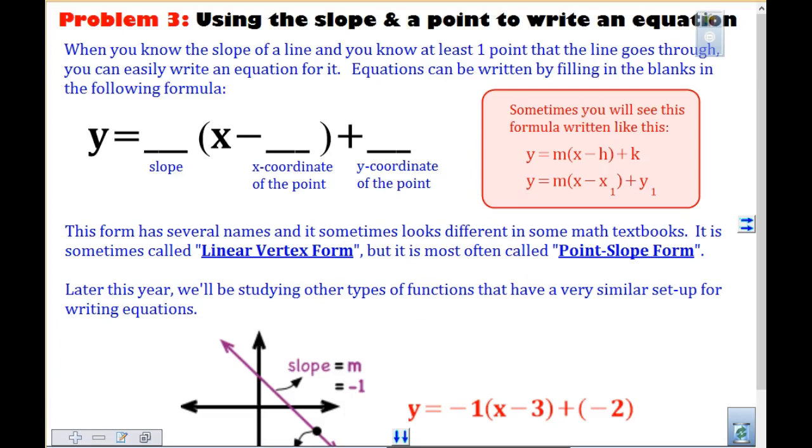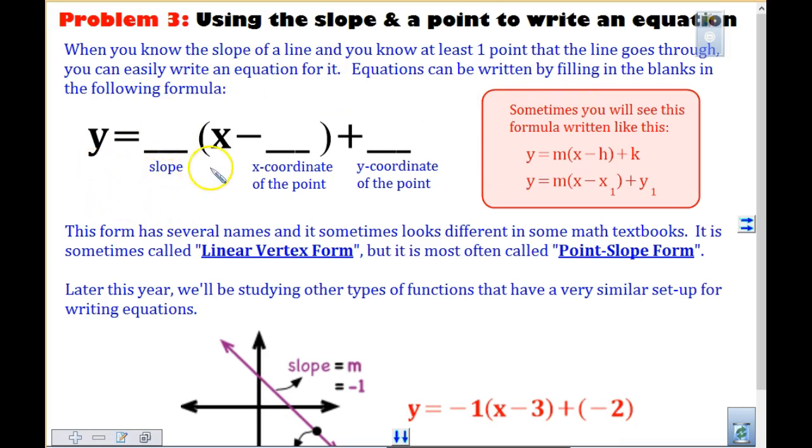Now, this is the part that's a little different than what we've done in the past when you look at graphing. Last year, you possibly graphed a ton of them in slope-intercept form. So I need everyone on this page. It says, when you know the slope of a line and at least one point, so we know the slope and we know at least one point that a line goes through, you can easily write the equation. Equation's going to be written, fill in the blanks below.